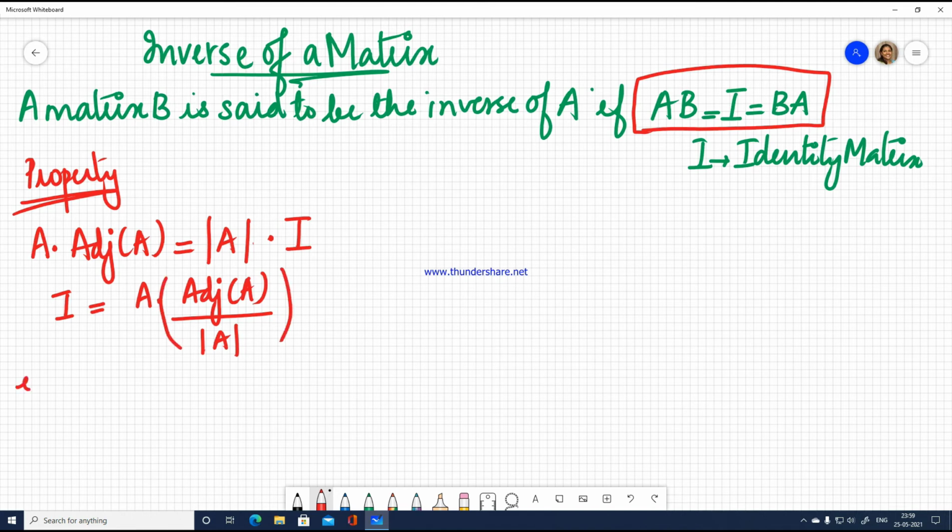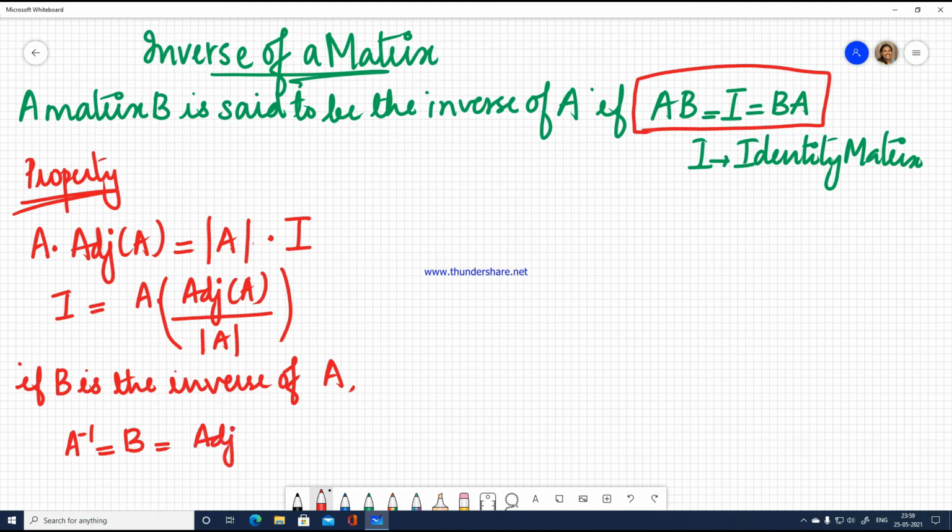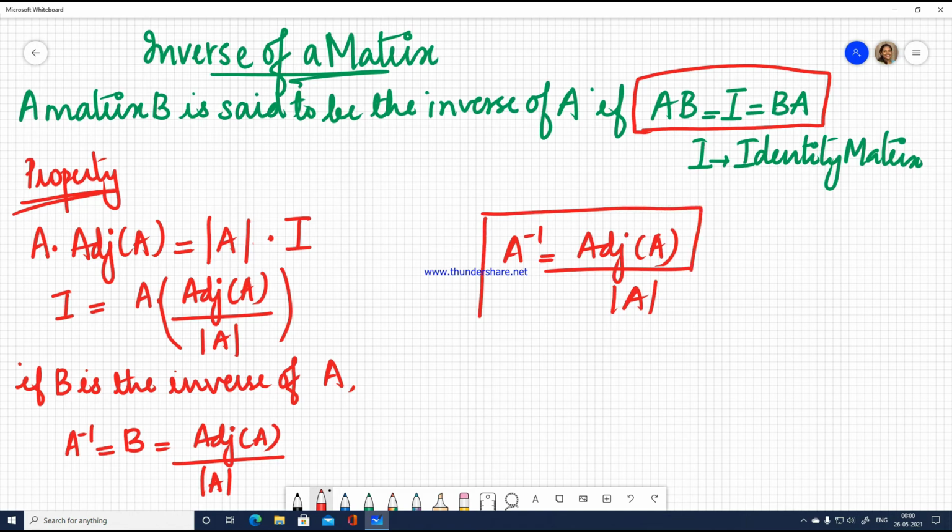Okay. Then if I say B is the inverse of A, then I represent A inverse is equal to B. When I say A inverse, it is equal to B, that is adjoint of A by determinant of A. So A inverse is calculated by initially finding the adjoint of A and dividing with the determinant of that particular A. So the general equation for finding A inverse is: initially you need to find the adjoint of A divided by determinant of A. This is the equation for inverse.